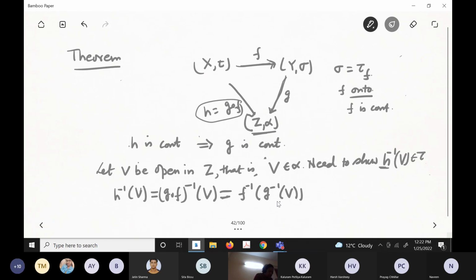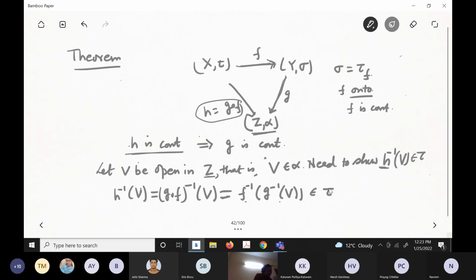Don't confuse, these are not maps, these are all pre-images. So G inverse V and F inverse V are pre-images. This is the pre-image of V under G, and the whole thing is the pre-image of G inverse V under F. Now look, V is open in Z. I am given that H is continuous, as the hypothesis, so that this belongs to tau.